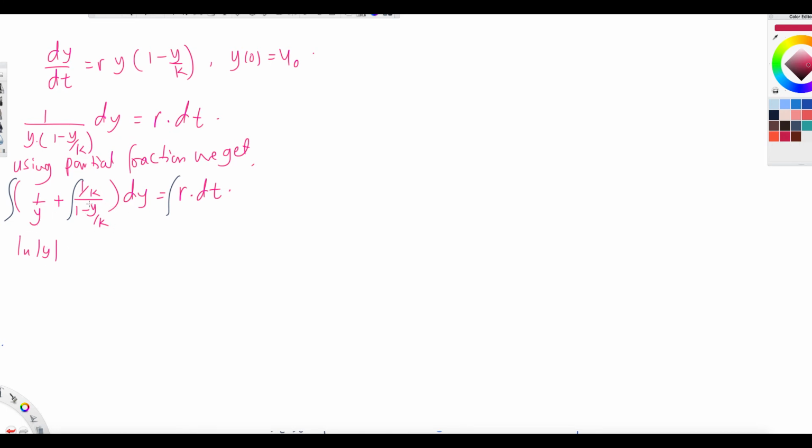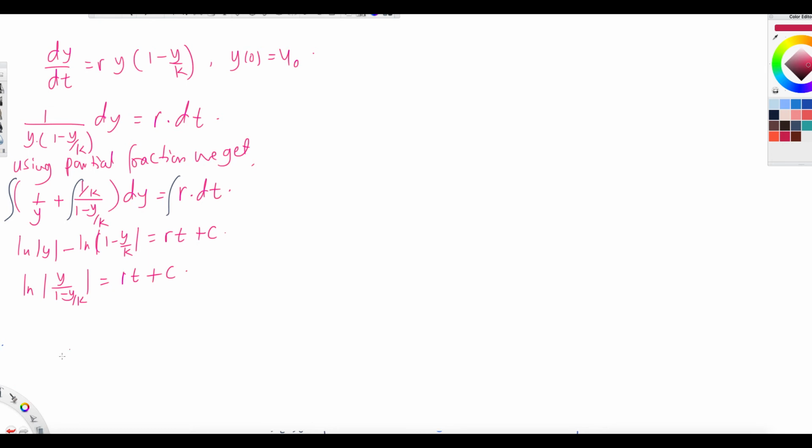Now what is the integral of this? Is the derivative of the bottom on the top? Almost, because the derivative of the bottom with respect to y will be negative 1 over k, but there is positive 1 over k. So what we can write is negative natural log of (1 minus y over k), and let me write that equals rt plus c. Now let us combine these two. You can write ln of y over (1 minus y over k), because how do you combine two logs? Log x minus log y is log of x over y. Equals rt plus c.